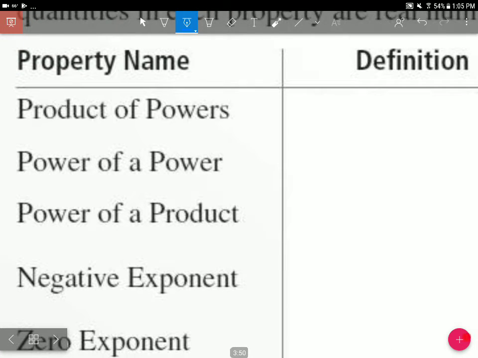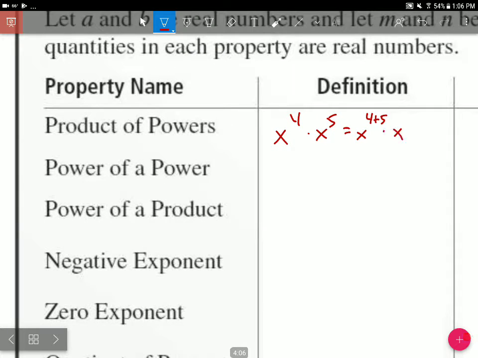A product of powers is basically if we have the same base, x to the 4th times x to the 5th. Those are the same base. They're both x's. So when we multiply them, we add the exponents. So that's x to the 9th, because 4 plus 5 is 9. I'll draw some lines in here so we can separate them. If you're multiplying the bases, you add the exponents.